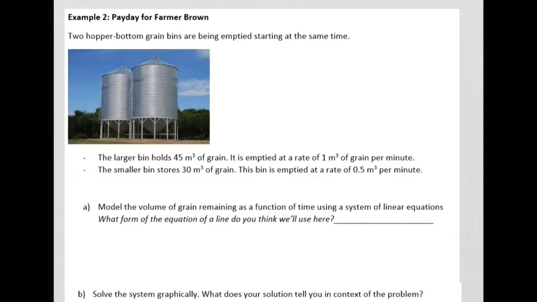So let's look at another example. Okay, Farmer Brown here has 2 hopper bottom grain bins.